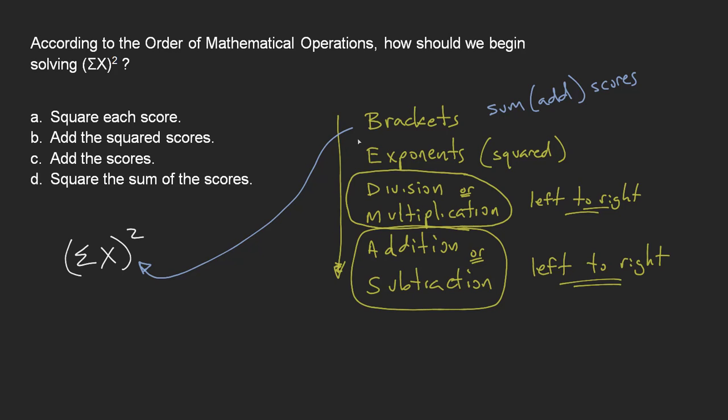After that, I then move on to the exponents. And so the exponents is the only thing that remains. So the brackets I started, because in the brackets I see that I have to sum or add, that's my very first thing that I deal with. So I'm going to add the scores. My answer here is C.